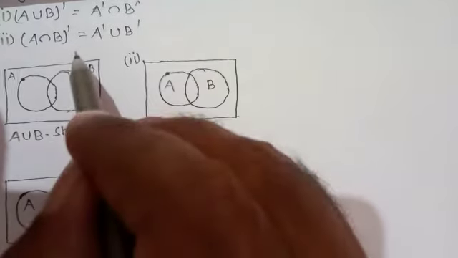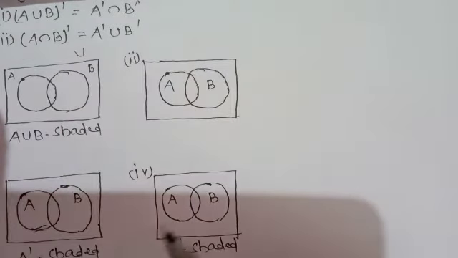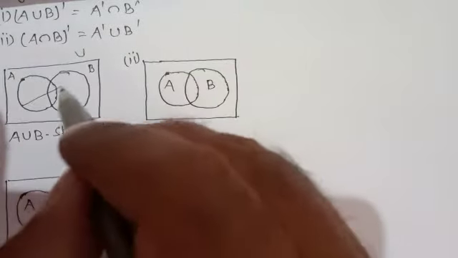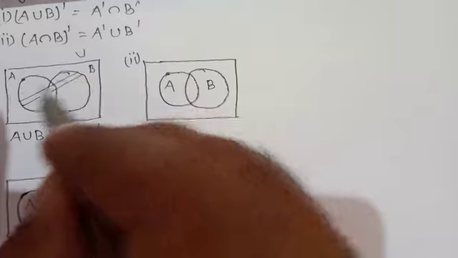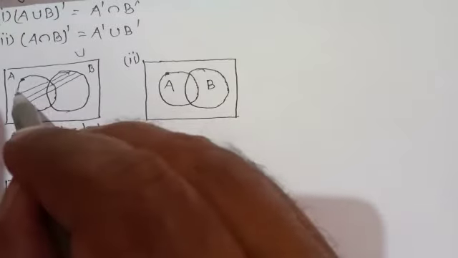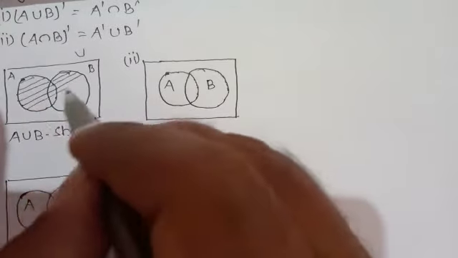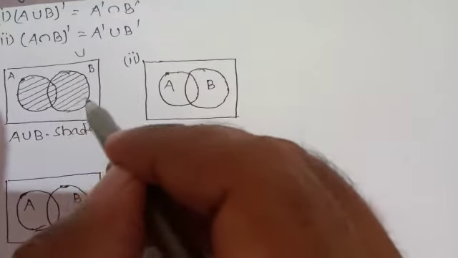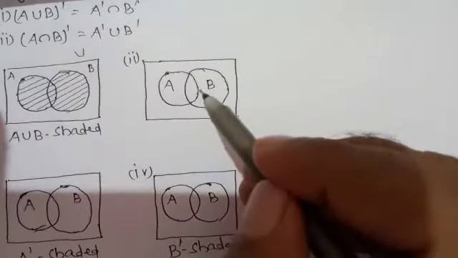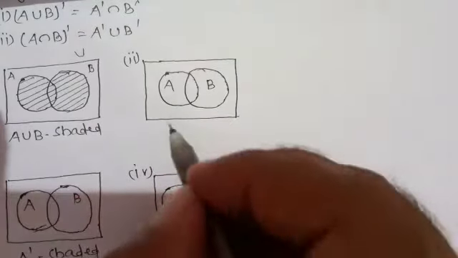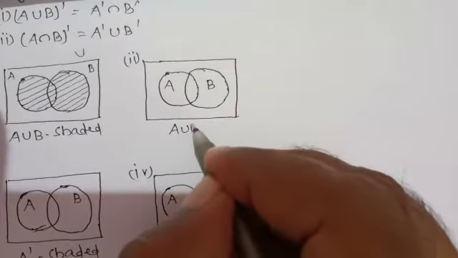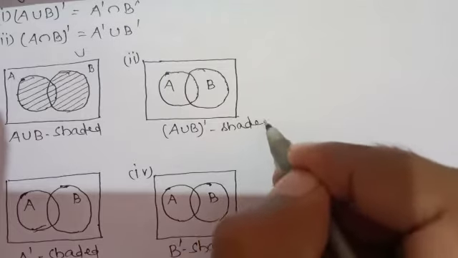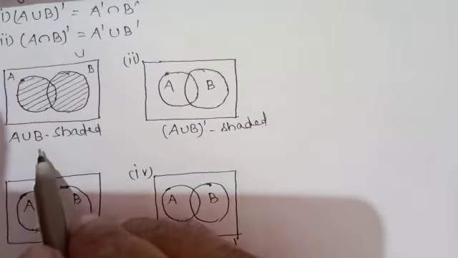So first draw the universal set, that is U. Then the A union B set. A union B means those parts which are either in A or in B. So all the parts must be shaded. Now come on to the second figure. In the second figure, (A union B) complement is shaded.